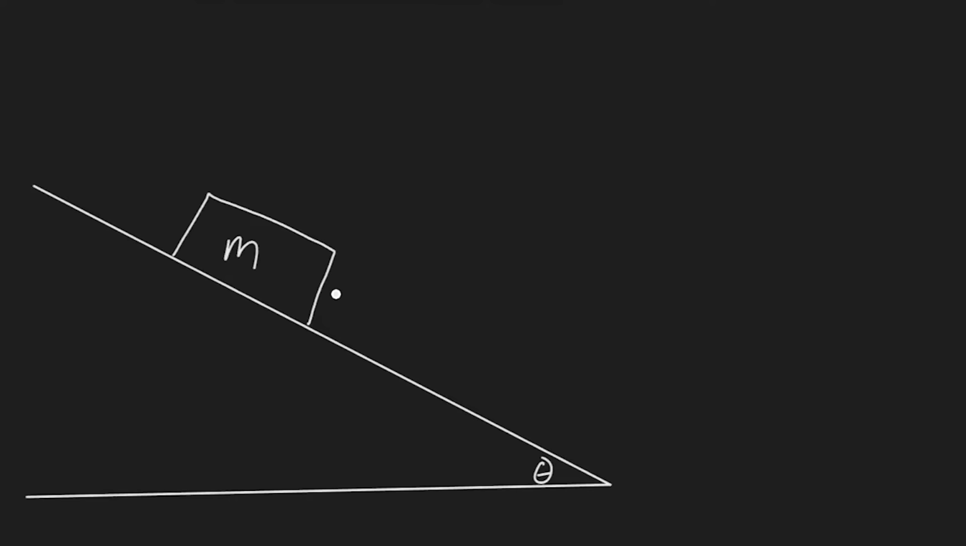As we saw in the previous section, the force exerted on an object on a ramp at an angle theta due to gravity is mg times the sine of theta. But we also proved in the same section that the normal force is mg times the cosine of theta. But we didn't do anything with it.